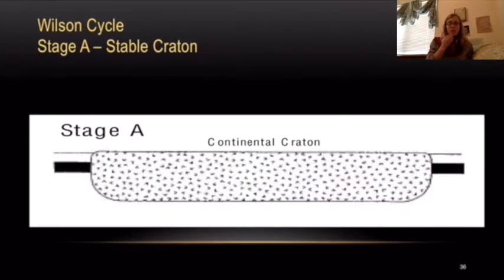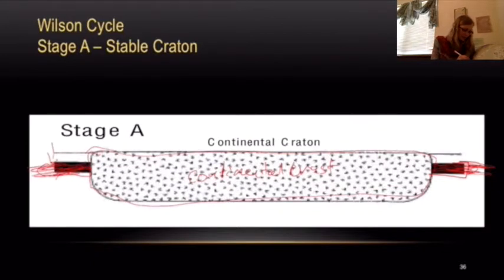Here we go. So we're going to start off with the first stage of the Wilson cycle, which is very simple. It's a very simple model. In this stage, all we have is continental crust. In the middle, it's a lot thicker. It goes up higher and down lower than oceanic crust. We've got continental crust over here and over here, and it goes on for a long distance. It doesn't just stop there. This is the oceanic crust.